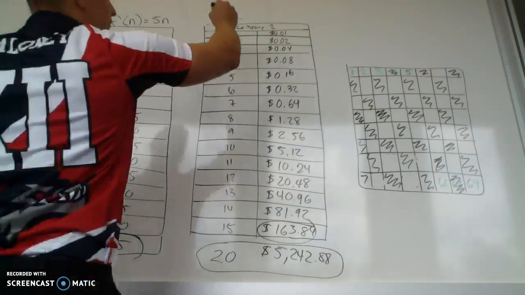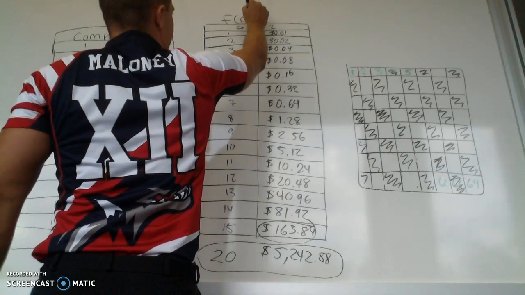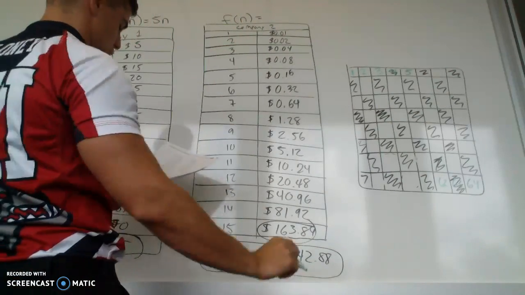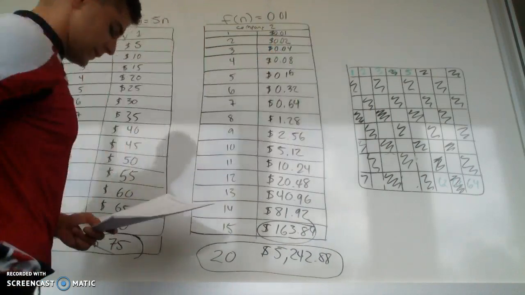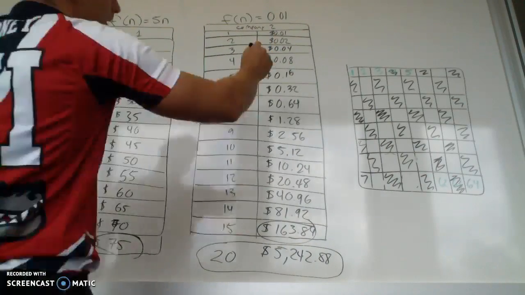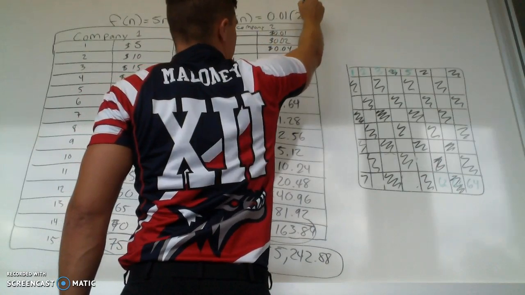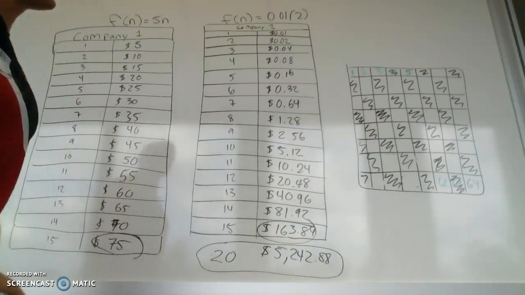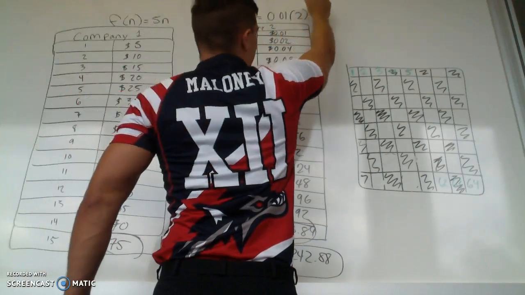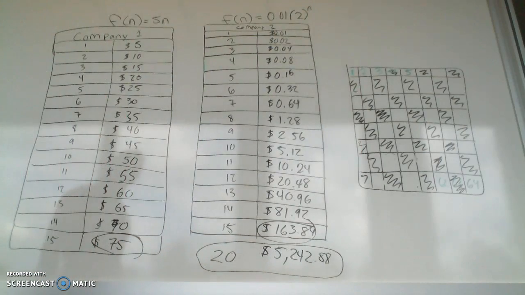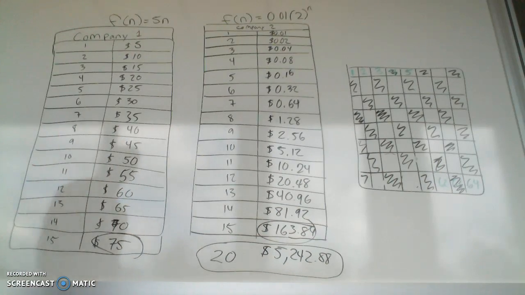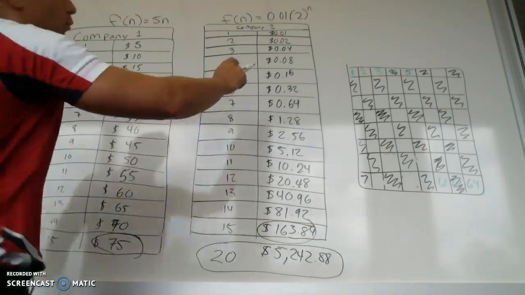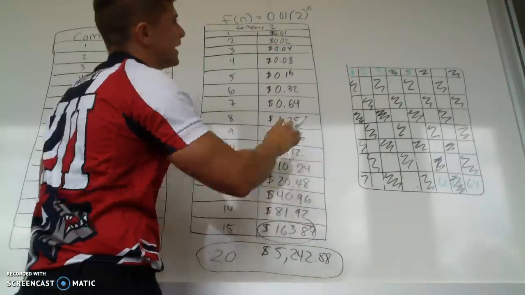So to do this, we would use a function like f of n is equal to 0.01, because of what we started with, and then each time we double it, so that's times 2. And now here's the question: should it be to the n, like the same number? And the answer is no, because our n started at 1.